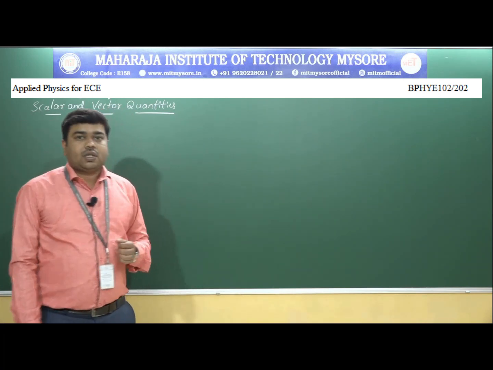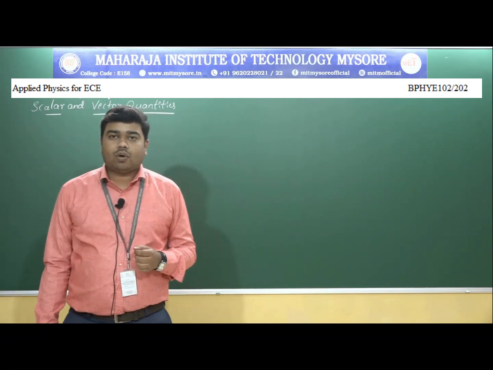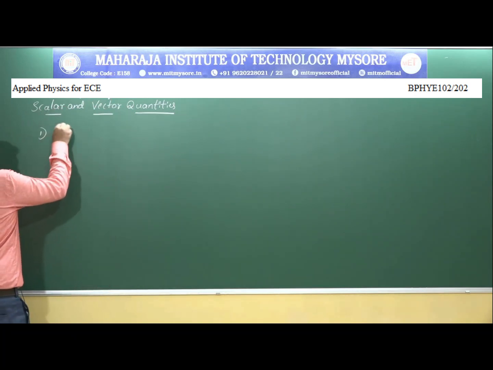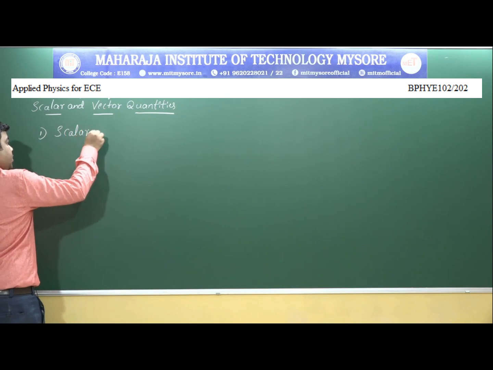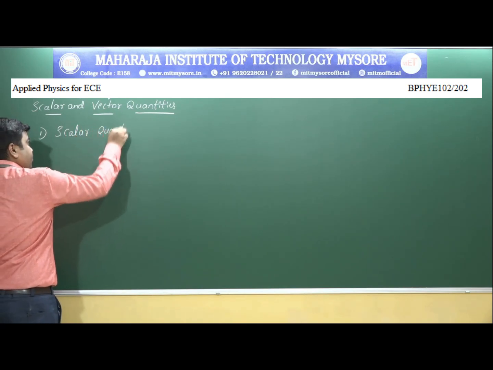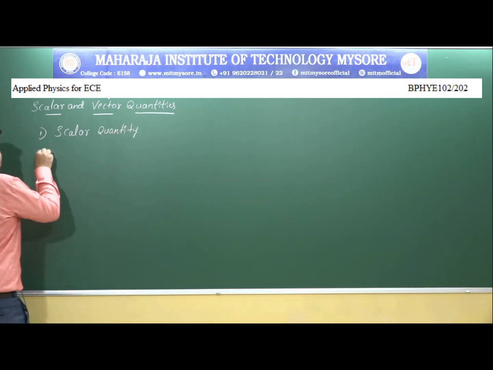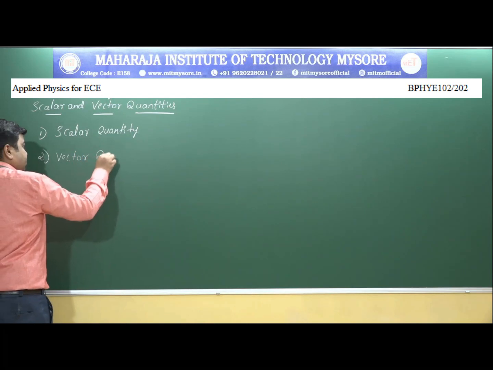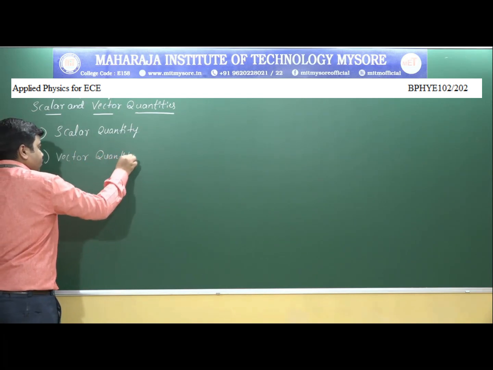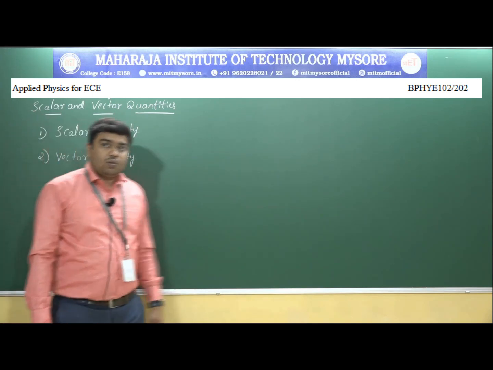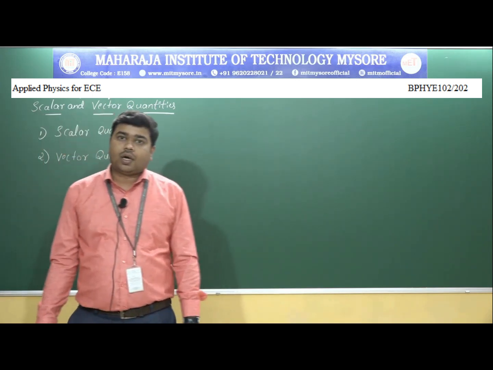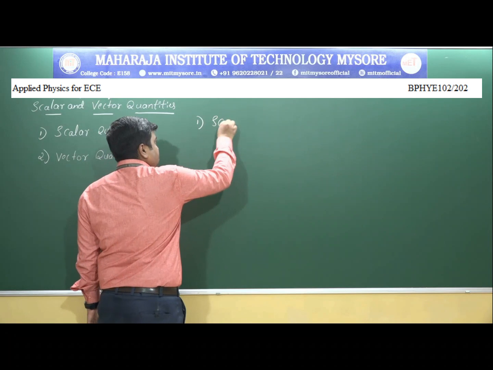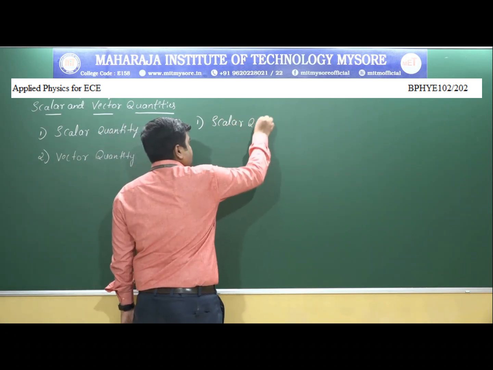Now, physical quantities can be broadly classified into two types. The first one is scalar quantity and the second one is vector quantity. Now, what is meant by scalar quantity and what is meant by vector quantity? We will go with the first one, that is scalar quantity.